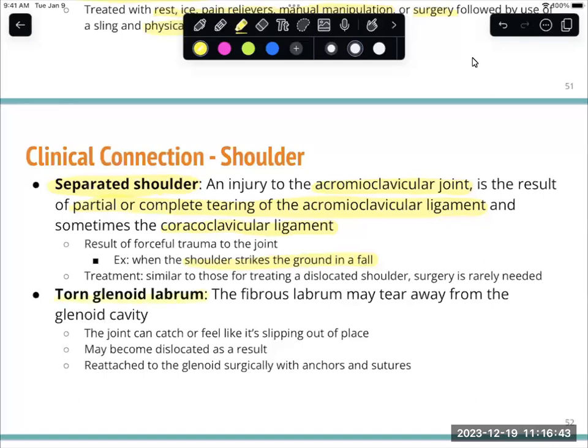And then we have a torn glenoid labrum. This is when that fibrous labrum that is helping to hold that head of that humerus into that glenoid cavity tears. You can start to feel this kind of catching feeling when you're moving your arm around, or feel like it's slipping out of place when you're moving. Because of that torn glenoid labrum, that humerus head may become dislocated. This is something that surgically needs to be reattached to allow that head of that humerus to stay in that glenoid cavity. You'd have to surgically reattach that glenoid labrum in place.